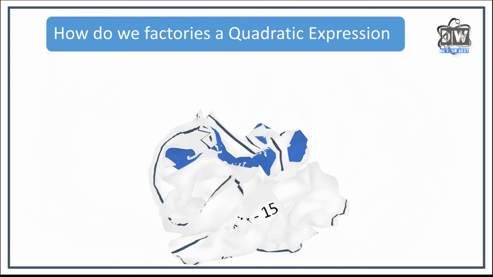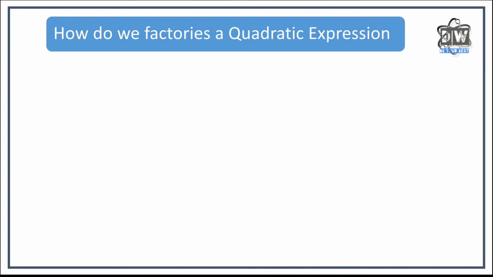Let's look at how we factorize quadratic expressions. So the first thing is, well, what is factorizing? Well, factorizing is putting things back into brackets. So we're going to do this a few times. The first thing is we need to have our question. So our question is x to the power of 2 plus 5x plus 6.